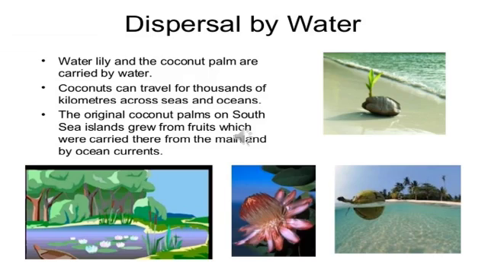Coconut can travel for thousands of kilometers across seas and oceans. The original coconut palms on the South Sea Islands grew from fruits which were carried there from the mainland by the ocean currents. So this is one example which shows that seeds can travel for longer distances, and where they find a suitable place, they can sprout and give birth to a new plant.